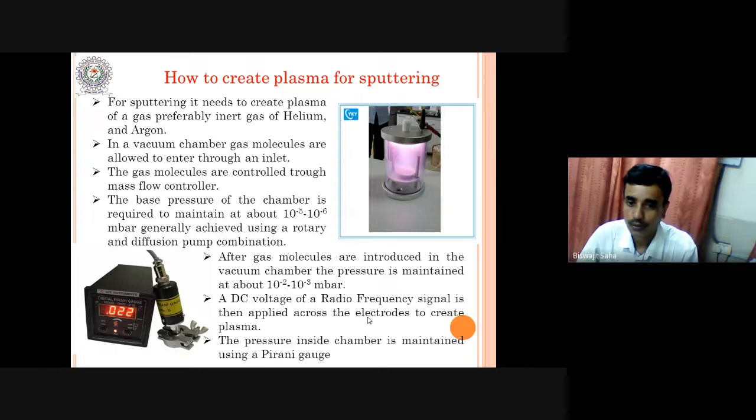So for plasma generation, the pressure control inside the chamber is very important, and that can be monitored by a Pirani gauge. In the figure here you can see a Pirani gauge. The pressure can be monitored by this during the insertion of gas inside the chamber, argon and helium, whatever is required. But for reactive sputtering, oxygen and other reactive gases can also be introduced inside the chamber if a reaction is required.